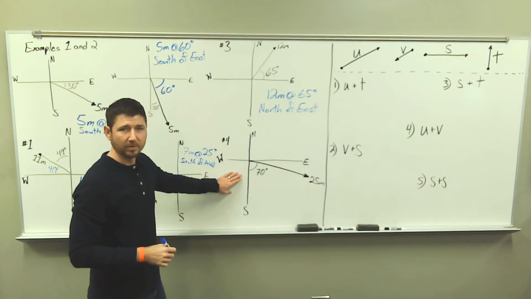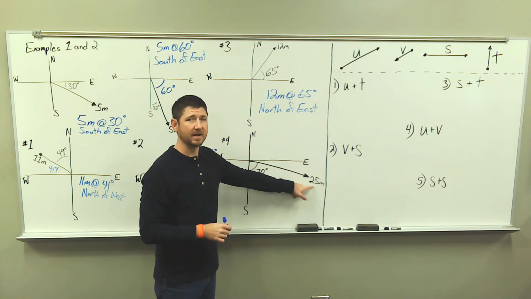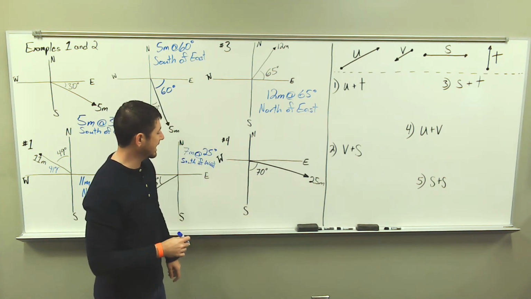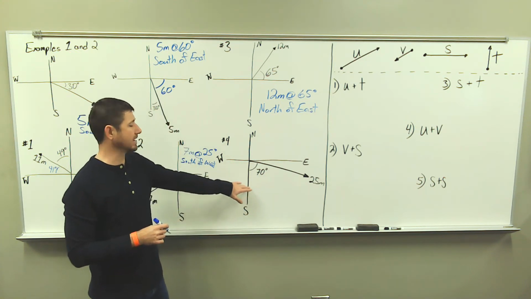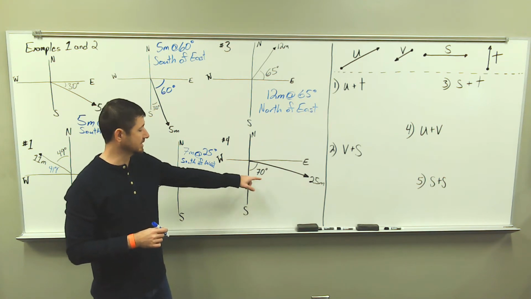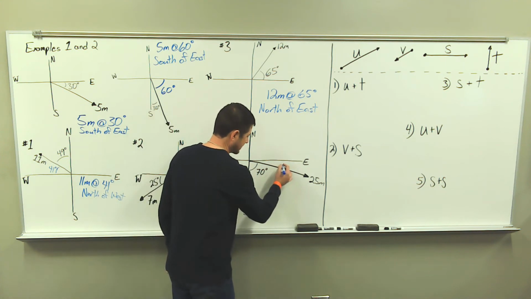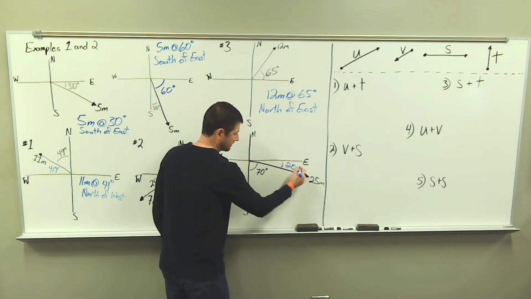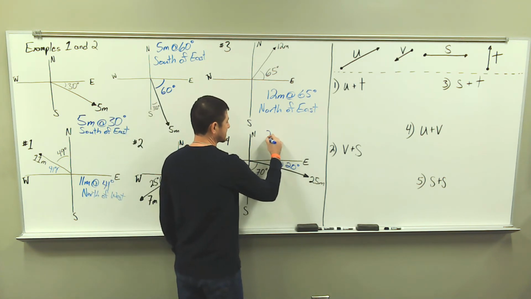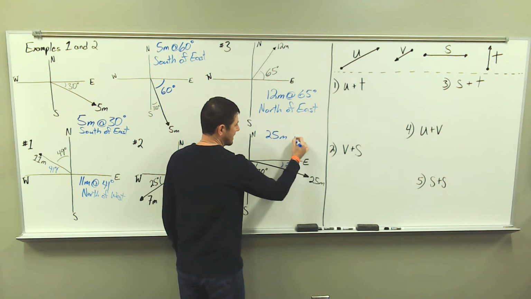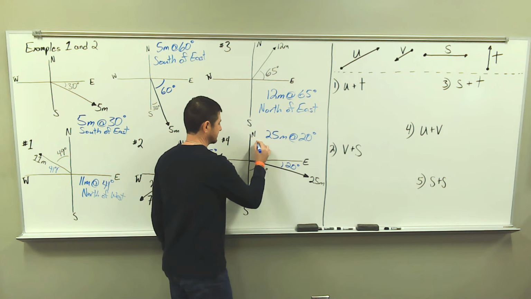Okay? On number 4, right here, we have a magnitude of 25 meters and we have an angle of 70 degrees. But we have to ask ourselves, is this the reference angle? It is not, because right here it's referencing the y-axis. So we cannot do that. Right here we know that this angle is 20 degrees. So whenever we describe this vector, it's going to be 25 meters at 20 degrees south of east.